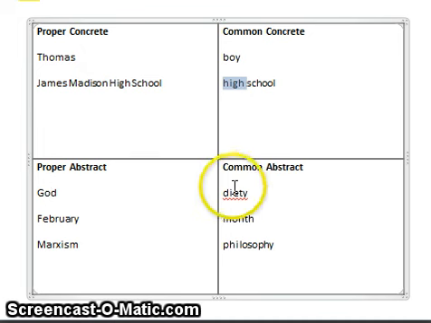Common abstract nouns, again, we can't observe them, but they're a little bit more general than these proper ones over here. The whole concept of a deity, of a god. Not the Christian God, but a God in general. Or the concept of a month. The concept of philosophy. You can see I've sort of paralleled them over here. And what you see are the common side of these abstract nouns and not the proper ones.